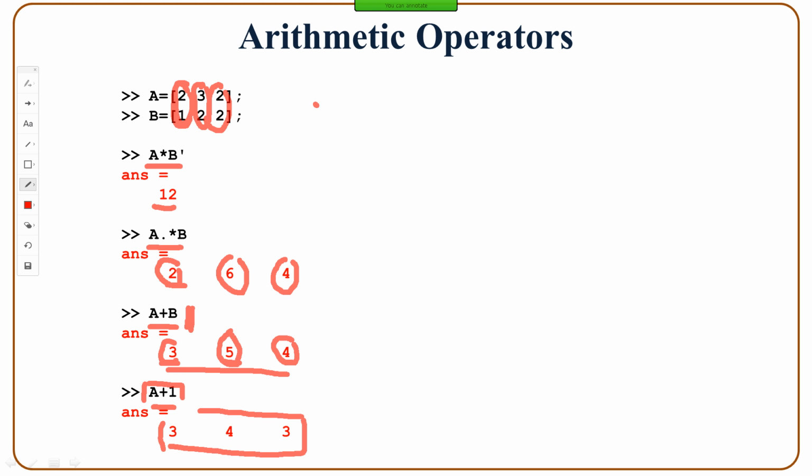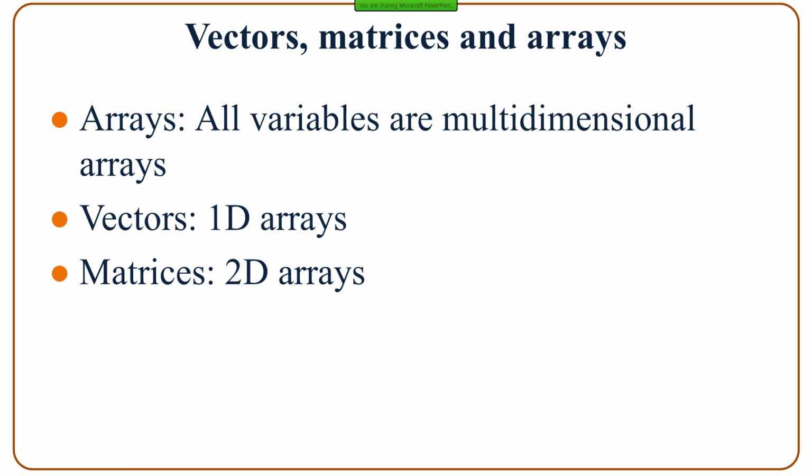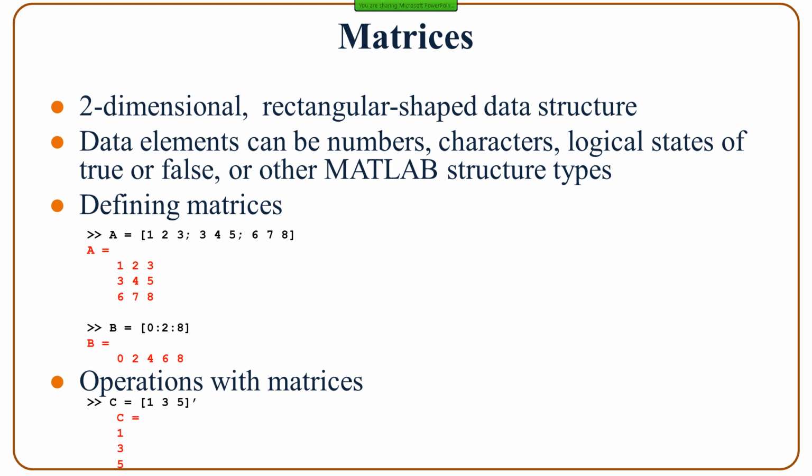Now we talk more about vectors, matrices, and arrays. In MATLAB, all the variables are multi-dimensional arrays. Vectors are actually one-dimensional arrays, and matrices are actually two-dimensional arrays. First, we talked about matrices. Matrices are two-dimensional, rectangular shaped data structure. Data elements can be numbers, characters, logical states of true or false, or other MATLAB structure types.